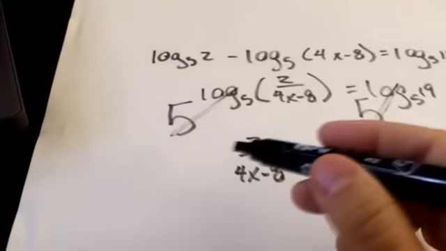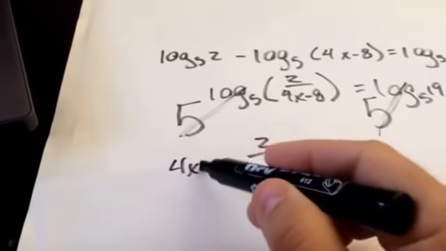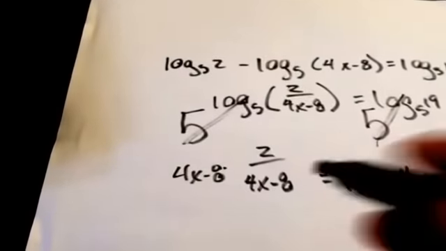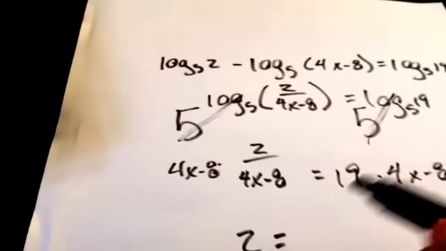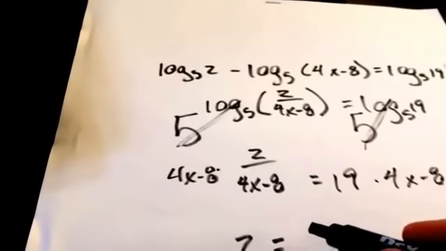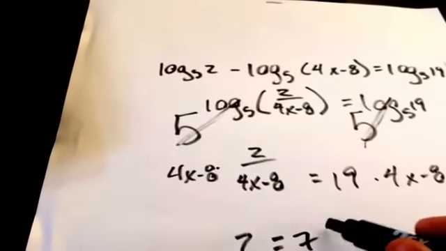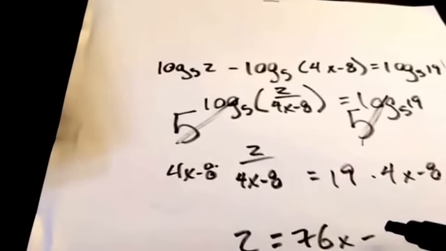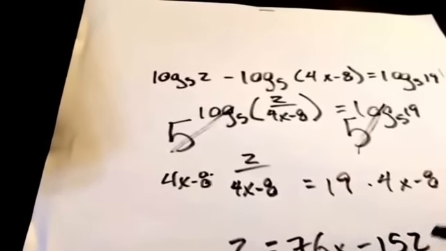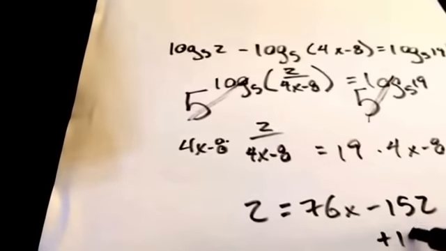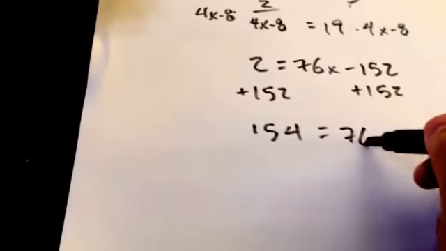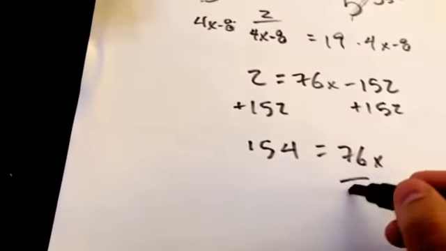I can multiply both sides by 4x minus 8. It's going to give me 2 equals 76x minus 152. I'm going to add the 152. I'm going to divide by 76.